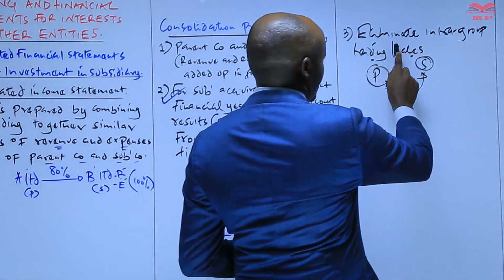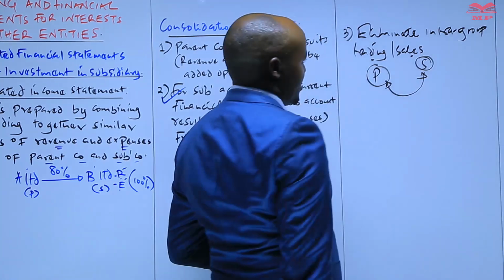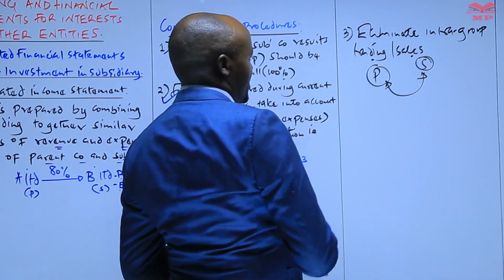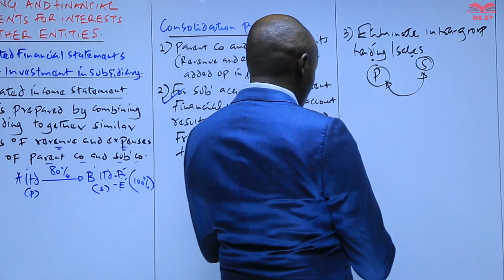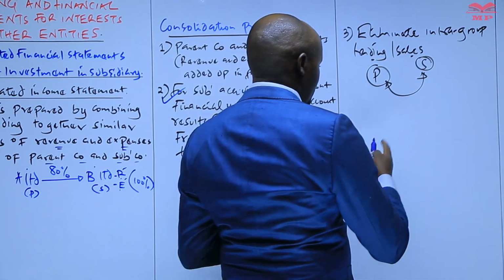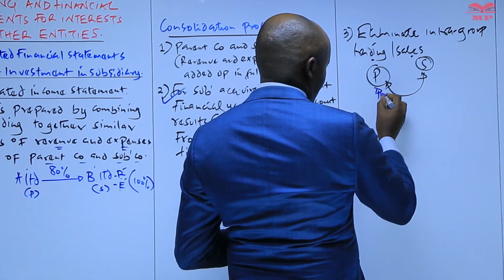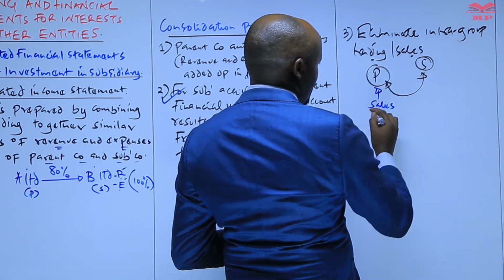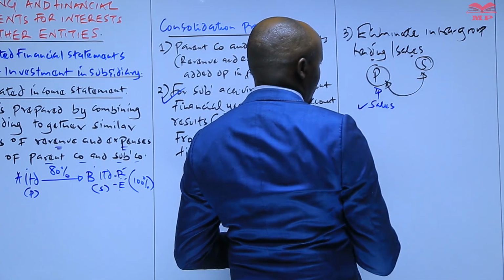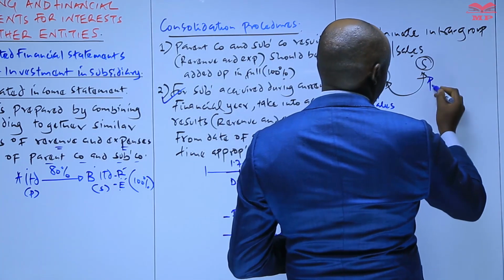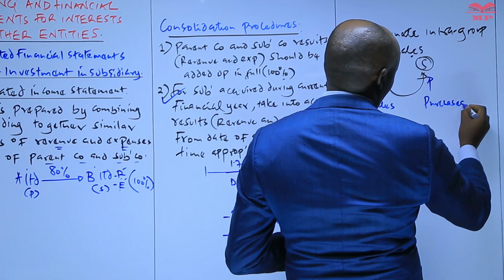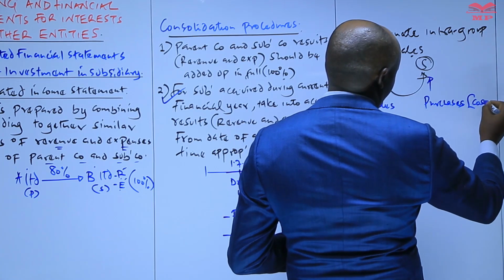That's why we are saying that any sales between the group members should be eliminated when preparing the consolidated income statement. So in this case, it is important to note that if the parent company here sold some goods to the subsidiary, this company will have accounted for that as sales, whereas now this particular company will have accounted for that as purchases, or basically as part of the cost of sales.